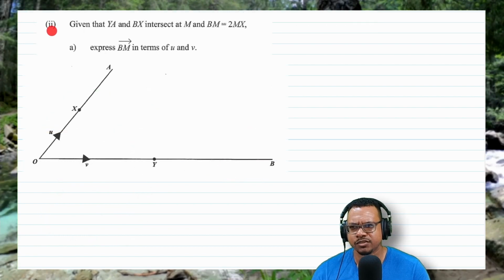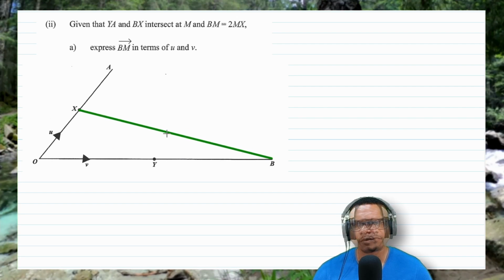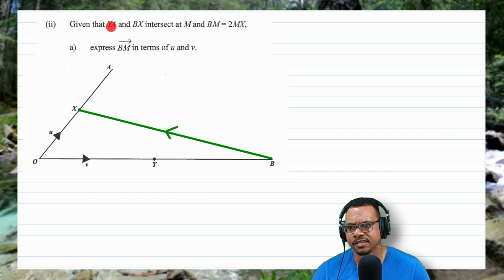All right, so going on to part 2, they have given that Y to A and B to X intersect at M. So let's do that. Remember we had BX coming here, going this way, and we have Y to A. So this is vector Y going to A. We've seen it intersects at M, so let me mark M here to show this point of intersection.